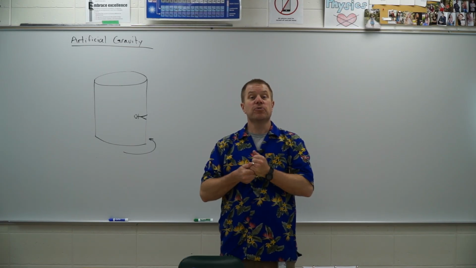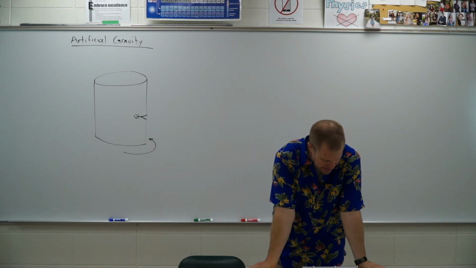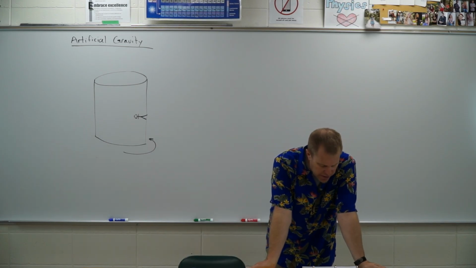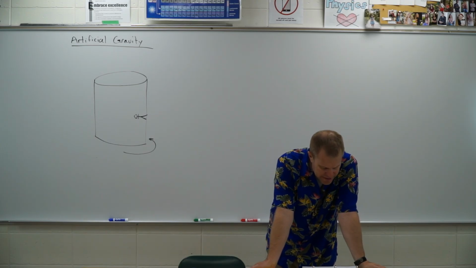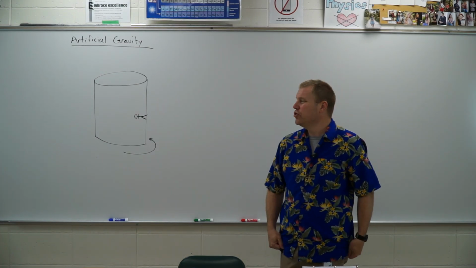All right, we got artificial gravity here. So let's read our problem. It says one way to create artificial gravity in a space station is to spin it. If a cylindrical space station 275 meters in diameter is to spin about a central axis, at how many revolutions per minute must it spin so the outermost points have an acceleration equal to g?